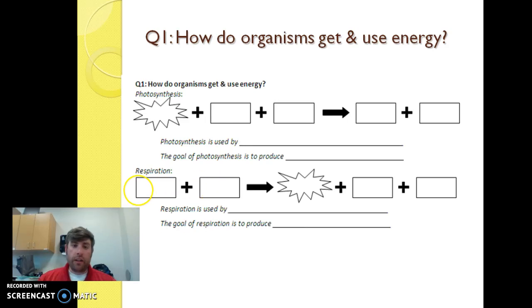But on the flip side of that, when you talk about photosynthesis, there aren't any animals that go through photosynthesis. So respiration is used by all living things, but photosynthesis is just used by our producers, or plants, as you guys know them.